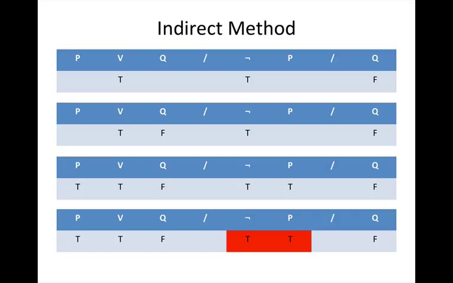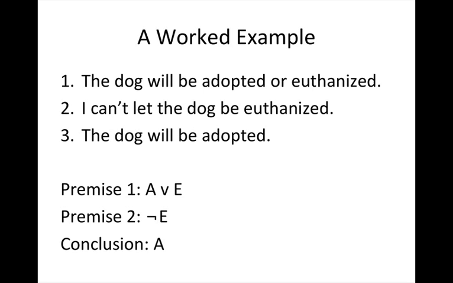By assuming that the argument is invalid and then working backward, we have shown that the argument can't be sustained as invalid. Now let's look at a worked example. Premise 1 says, the dog will be adopted or euthanized. Premise 2 says, I can't let the dog be euthanized. In other words, the dog won't be euthanized. Therefore, sentence 3, the dog will be adopted.